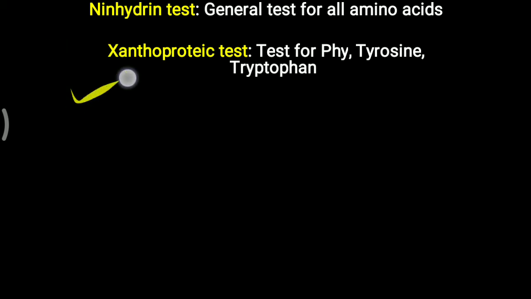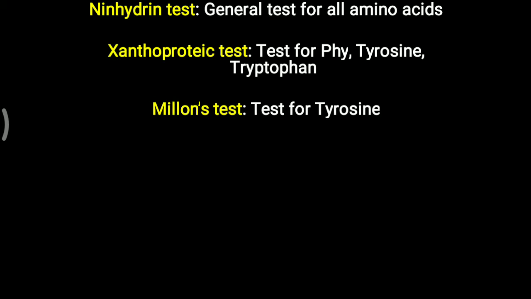The xanthoproteic test is specific and is used to detect whether phenylalanine, tyrosine or tryptophan is present in the urine or not. Further, very specifically, whether tyrosine is present or not can be detected by Millon's test. Normally tyrosine is not present, but in hypertyrosinemia, in which the fumarylacetoacetate hydrolase enzyme is deficient, it leads to the appearance of tyrosine in the urine.